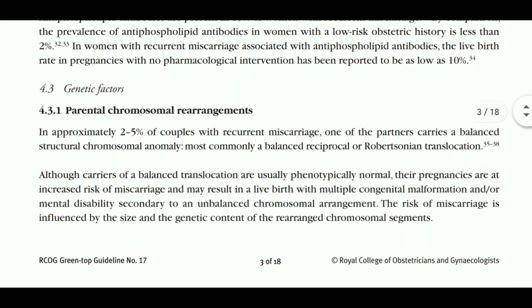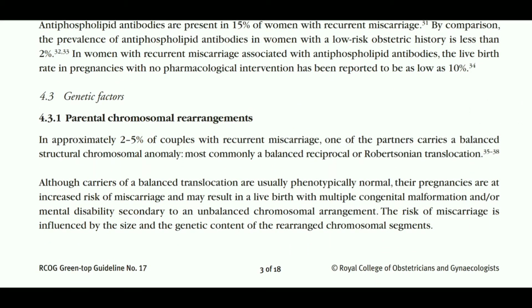Now coming to the genetic factors, okay. Parental chromosomal rearrangement. Okay, what is the incidence of balanced structural chromosomal abnormality? In about 2 to 5% of couples with recurrent miscarriages, one of the partners carries a balanced chromosomal anomaly, commonly a balanced reciprocal or Robertsonian translocation.